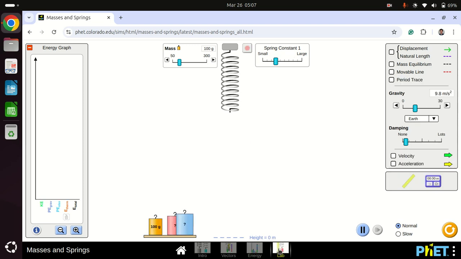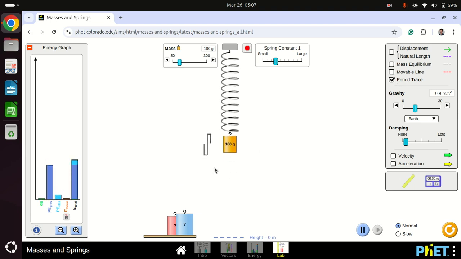Now again, if we go to this labs, you can see here velocity, acceleration, and all this. Here we have period trace. Last time we haven't seen this, so let's check this. So you can see it is easier to measure this, and now you can see this amplitude is going to decrease. You can see this very clearly.